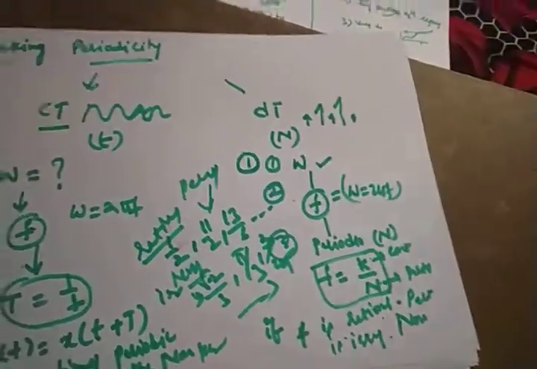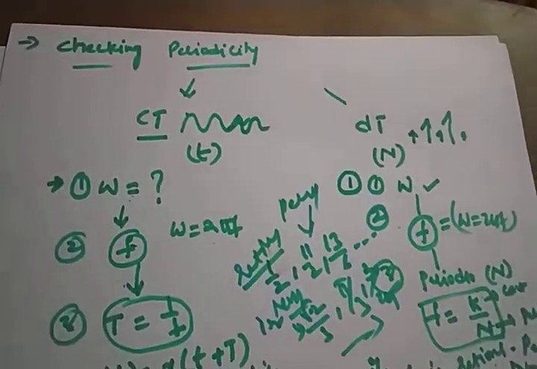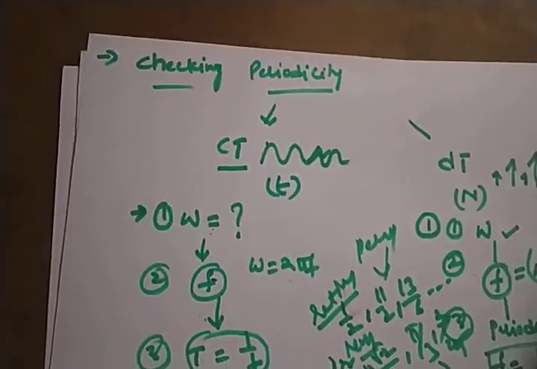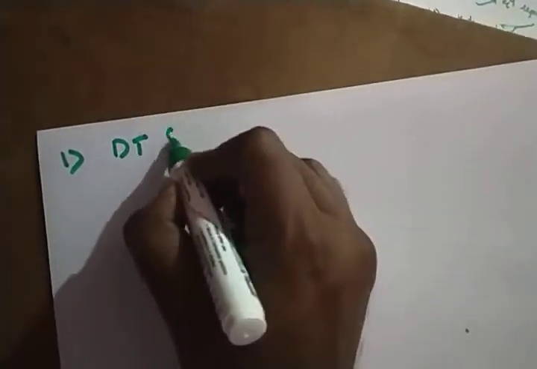Now we'll go for examples. These are very important sessions, so you have to solve some problems here on whether the signal is periodic or not. Now we'll solve the first question. First we are discussing discrete time signals. You will solve the problems, right?